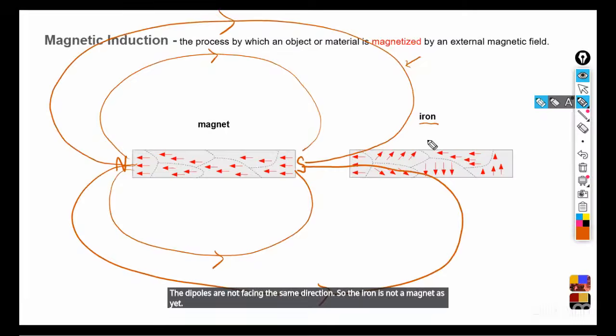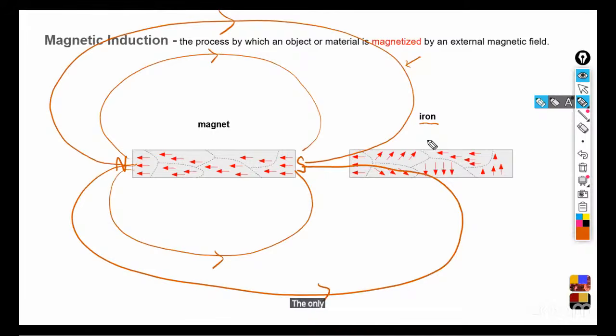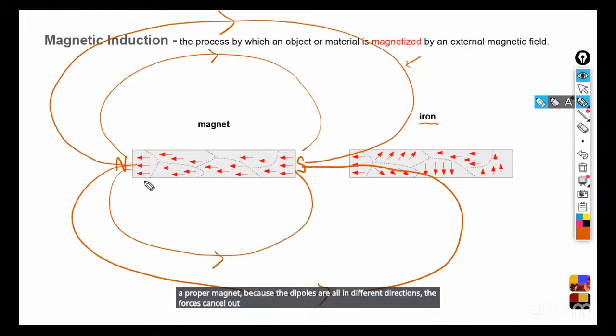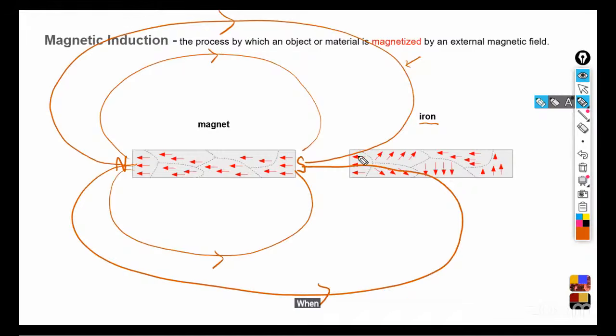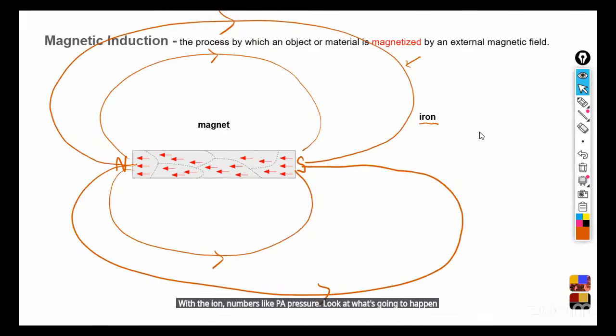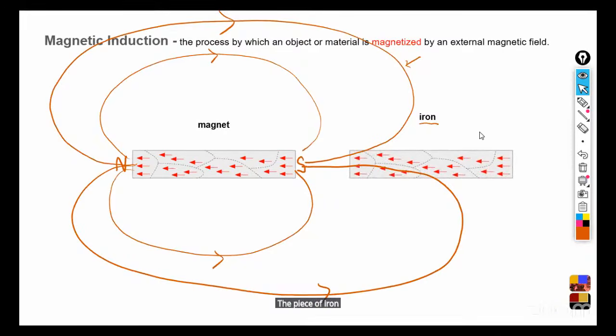Remember, the only thing attracted to a magnet is another magnet. That piece of iron is not a proper magnet because the dipoles are all in different directions. The forces cancel out. But when these magnetic field lines begin to interact with the iron, remember, it's like peer pressure. Look at what's going to happen. The piece of iron, the dipoles are going to fall in line.